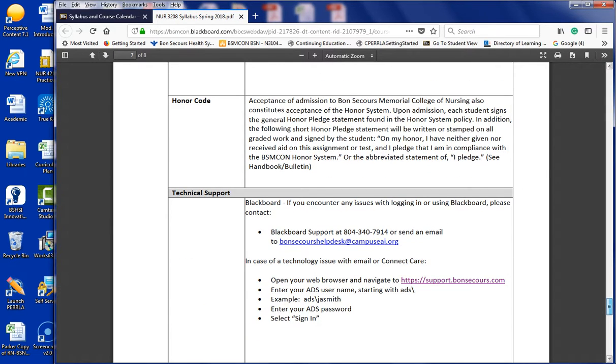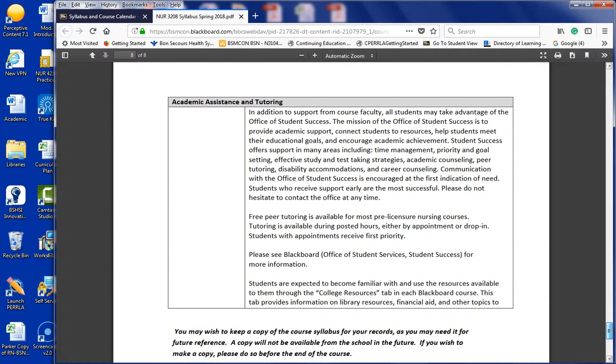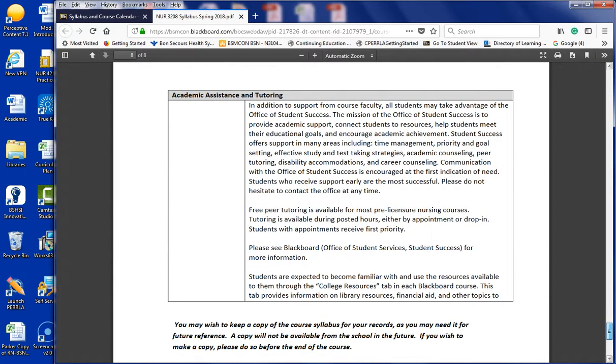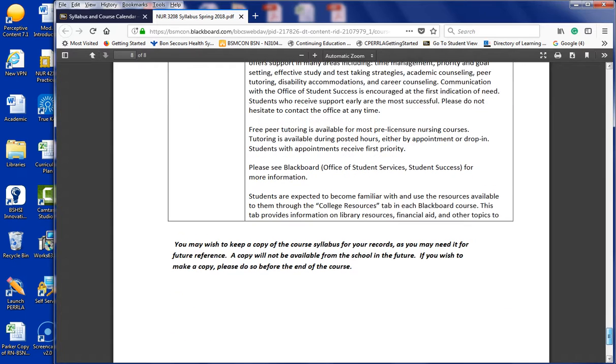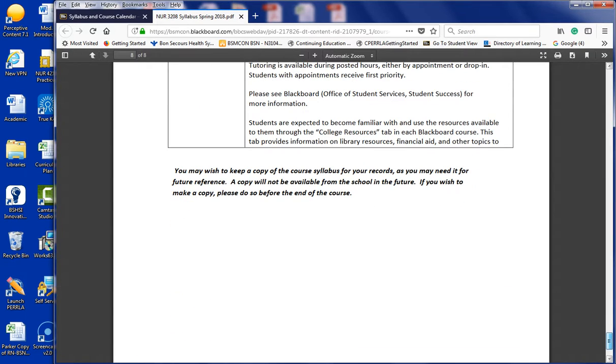Okay, we have the honor code here. It basically says I've never given or received help on this assignment. You are expected to write that on every paper you submit. You can use just I pledge and sign your name. But if you're submitting a paper, it can go on the title page. That's necessary for submission. Here's where you can get technical support. The Office of Student Success is probably the best thing that's available for you.